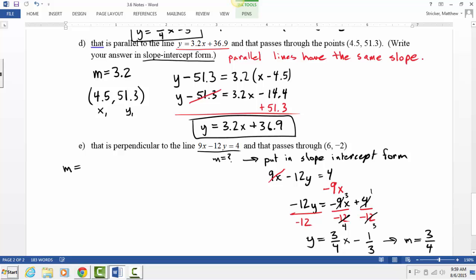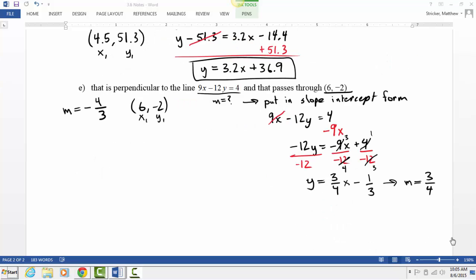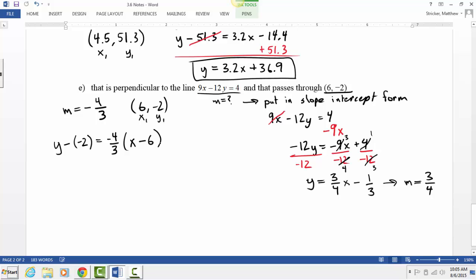which means our new slope is going to be what? The negative reciprocal of that, which is negative, since that was a positive number, and then instead of 3 over 4, we have 4 over 3. So plugging in what we have here, we have y minus y1, and we have to be careful here with the sign. It's going to end up becoming a plus 2, right? Equals a slope of negative 4/3 times x minus x1, which is 6.